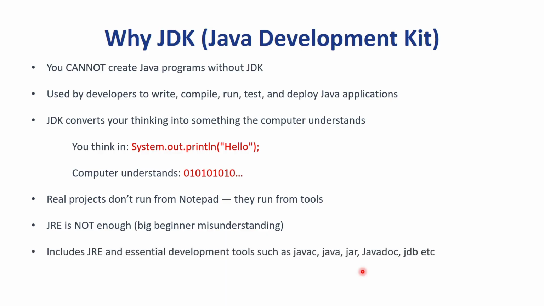So the next point is, it includes JRE and essential development tools such as javac, which is used for compiling the program, java, which is used for running the program, jar, which is used for packaging your project, javadoc, which is used for generating documentation for the project, JDB, which is used for debugging programs, and many more development tools. So every Java developer should have all these tools.